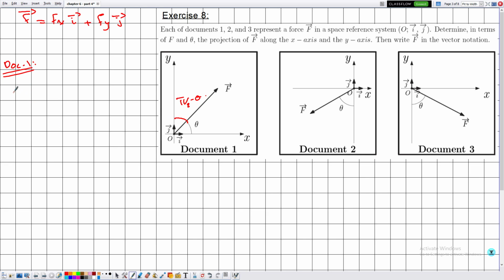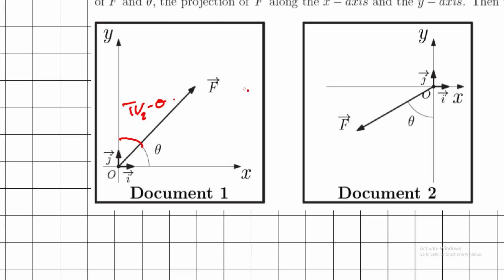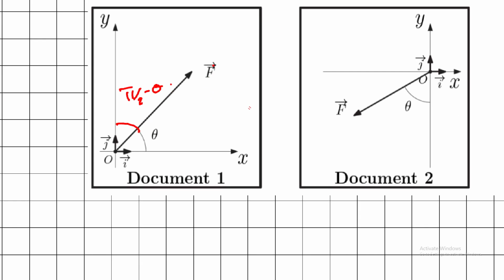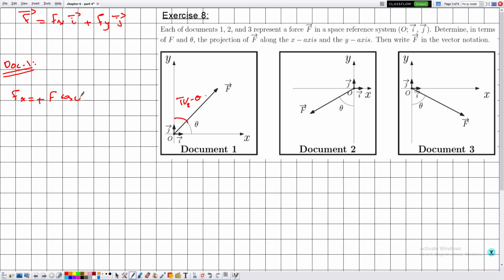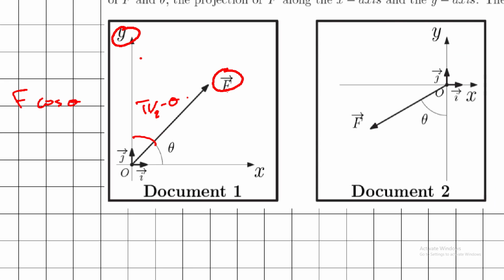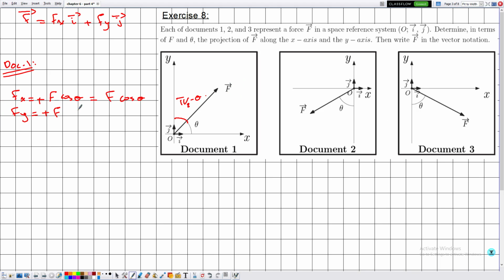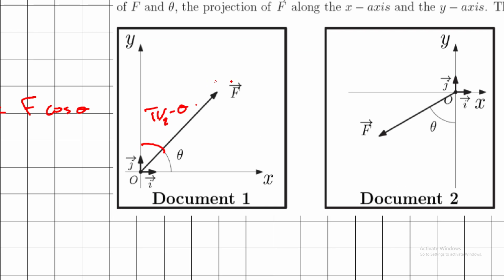Now let's start by Fx. Notice that the force F is pointing in the same direction of the x-axis, so it's positive, multiplied by its magnitude, which is F, by dropping down the vector, multiplied by the cosine of the angle between F and the x-axis, which is cosine theta. So indeed the answer is in terms of F and cosine theta. Now as for Fy, notice that F is pointing in the same direction of the y-axis, so it's positive, multiplied by its magnitude, which is F, multiplied by the cosine of the angle between F and the y-axis, which is cosine of pi by 2 minus theta.